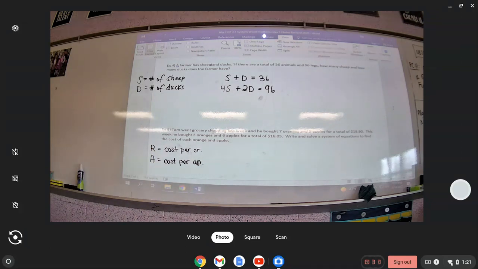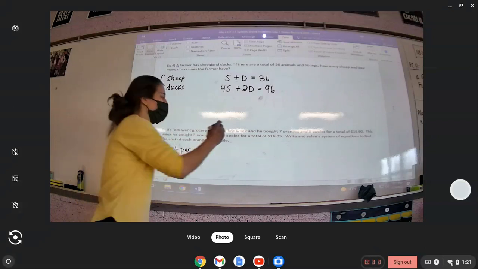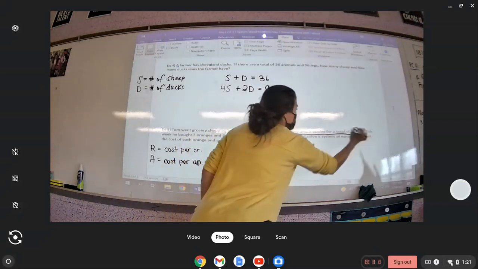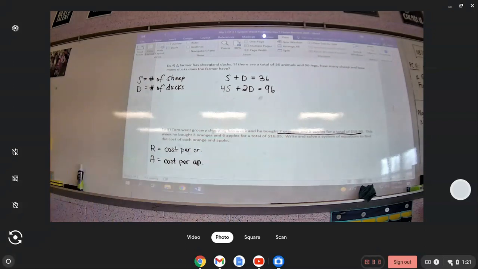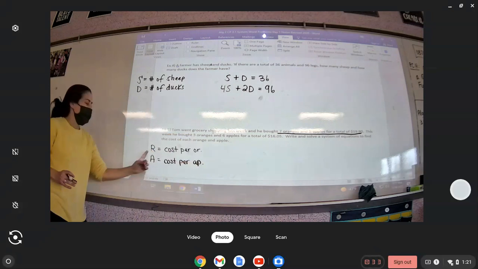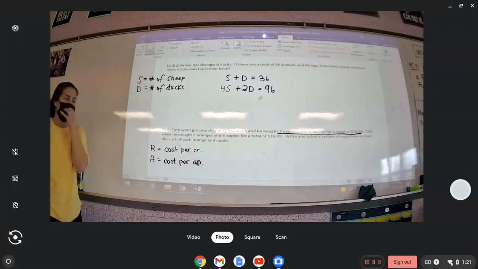So let's look for a clue. The first clue is what he did the first week. Guys, the first week, he went and he bought 7 oranges and 5 apples for a total of $19.90. We have to turn that into an equation. So guys, he bought 7 oranges, and it's R per orange. It's R. That is the cost per orange.